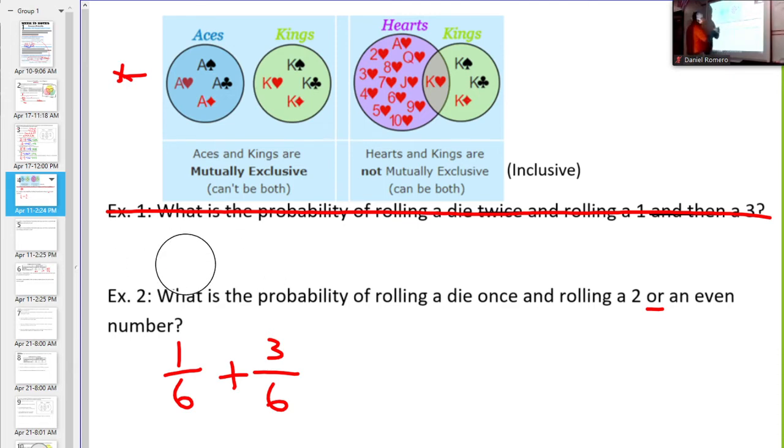But then the question is, is there an intersection of the two? Are there any even numbers on the die that are 2? Is there a face that is both 2 and an even number on a die? I know it's kind of weird. It sounds overly simplistic, but yes, 2 is an even number. So because there is an intersection, you have to subtract that intersection.